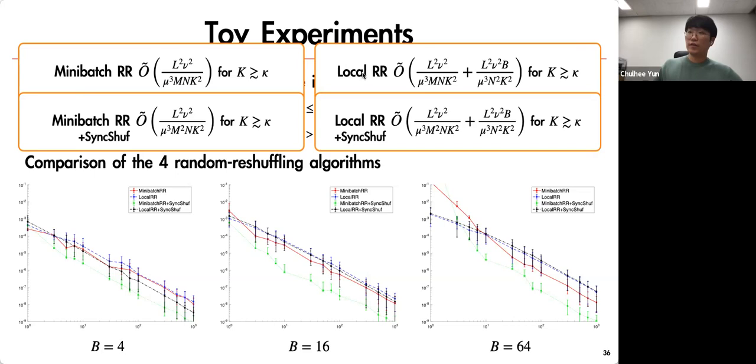We compare this local random reshuffling without and with synchronized shuffling, the blue and black curves. For small B, the local random reshuffling with synchronized shuffling is indeed faster, but if B becomes large, the 2 algorithms become similar. This is because for small B, the first terms are the dominant terms, but if B gets large, these second terms, which are equal to each other, become the dominant term. So you can see that the experimental results align quite well with our theoretical results.